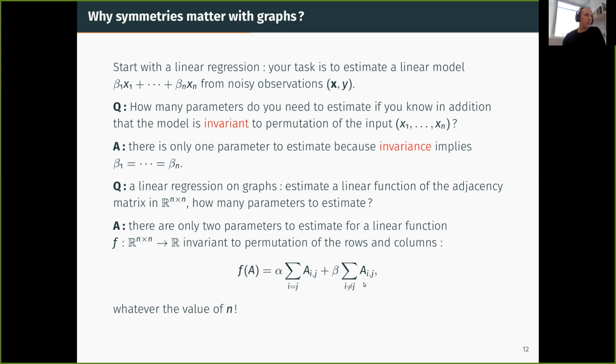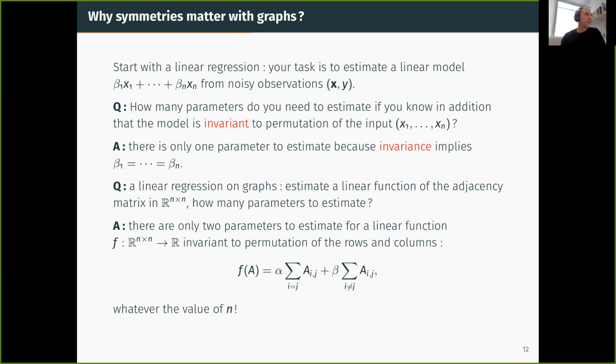So in terms of graphs, what this means, this is typically 0 because on the diagonal you don't put any information. And this is basically the total number of edges in your graph. So the only linear function of a graph will be to compute the average degree or the number of edges in your graph.